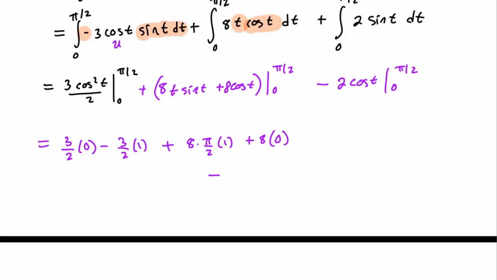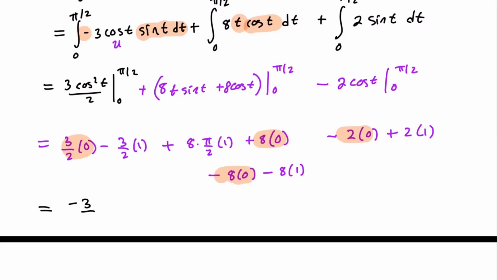Now the lower limit we subtract, so 8 times t is 0, and then minus 8 times cosine of 0, which is 1. And the last integral, we have -2 cosine of pi over 2, we know that's 0, so this is going to be 0, and then minus negative 2 times cosine of 0, which is 1. All right, so we see that this is 0, this is 0, this is 0, this is 0. So this will give us the following value.